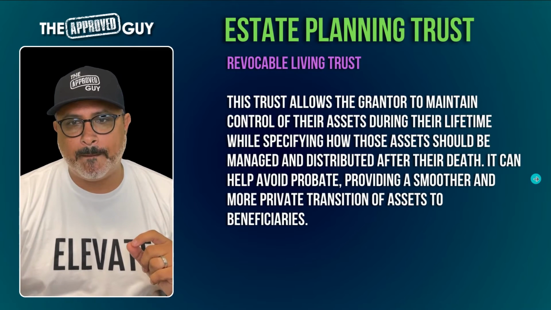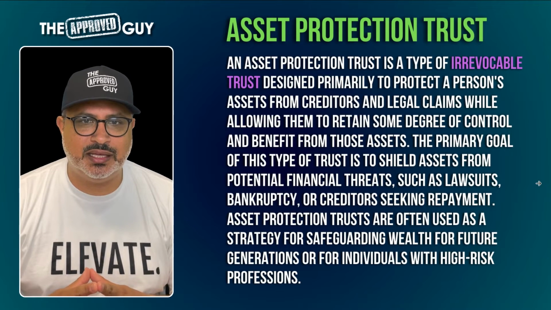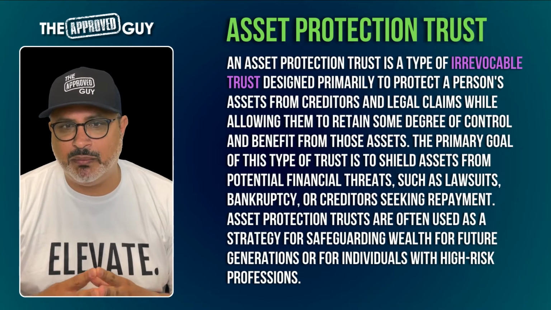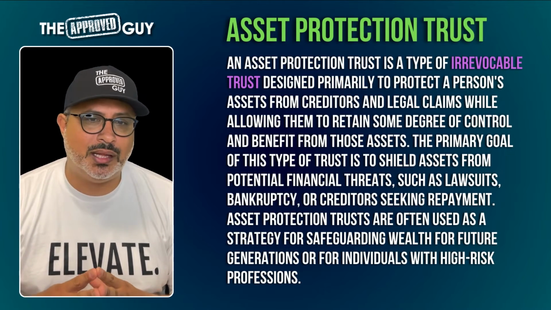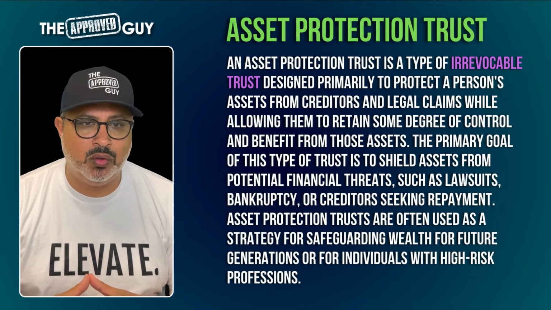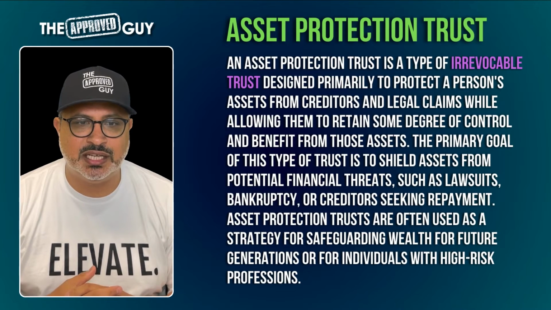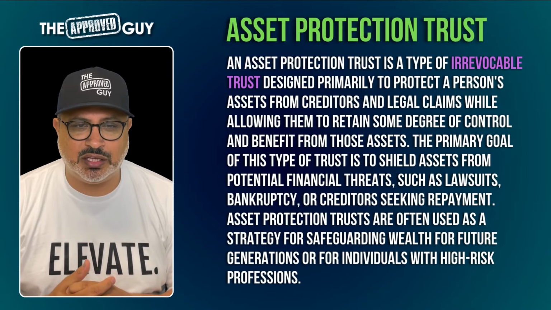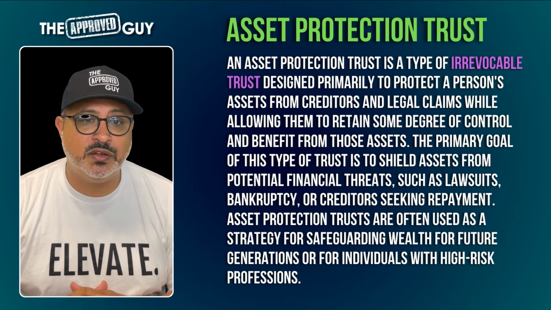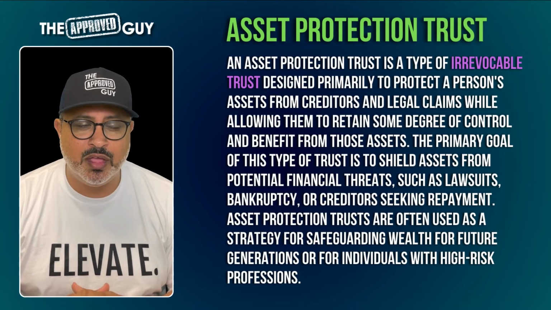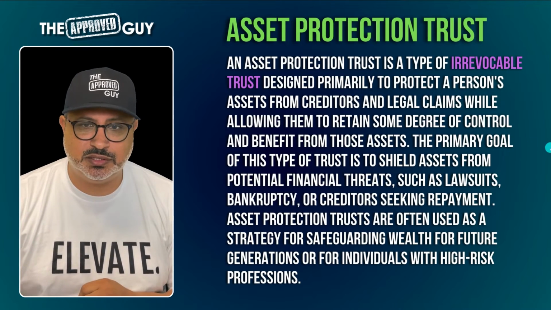So now we're going to talk about an asset protection trust. An asset protection trust is a type of irrevocable trust designed primarily to protect a person's assets from creditors and legal claims while allowing them to retain some degree of control and benefit from those assets. The primary goal of this type of trust is to shield assets from potential financial threats such as lawsuits, bankruptcy, or creditors seeking repayment. Asset protection trusts are often used as a strategy for safeguarding wealth for future generations or for individuals with high risk professions.